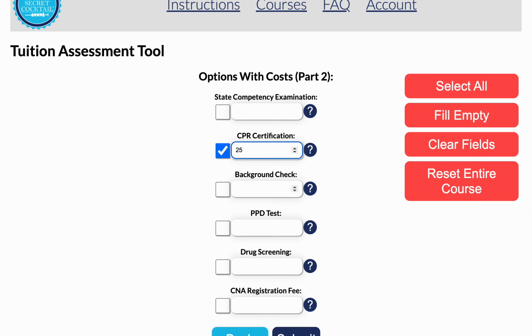There is a fee. I promise you, I wish I could remember the fee right now. I want to say it's no more than $25. So we're going to put 25 here, but don't quote me. Okay. I'll get that for you before we meet. Okay. PPD test. Are you going to be doing PPDs or is that not on you?